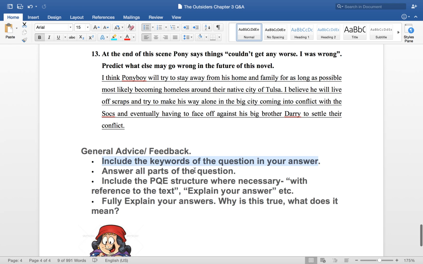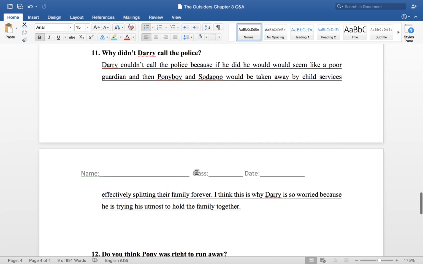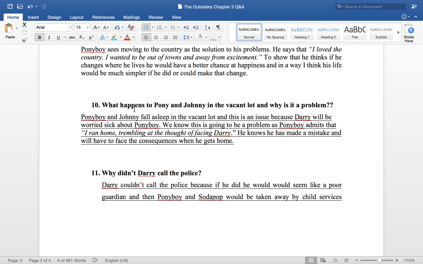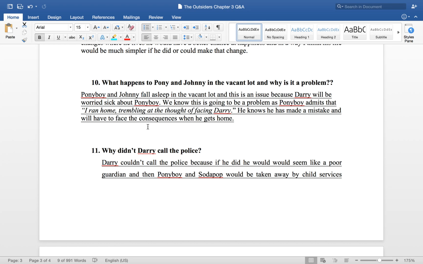Next up, answer all parts of the question. Okay, so I'd have to pick a question with multiple parts. I don't think there are too many here. Oh yeah, what happens to Pony and Johnny in the vacant lot, and why is it a problem? So they fall asleep in the vacant lot, and this is an issue because Darry will be worried sick about Ponyboy, and then I go on to further explain that. So there's 2 different aspects of this question. If I just say what happens to Pony and Johnny in the vacant lot, I've missed out half the question, which means I've missed out on half the marks. So it's important to answer all parts of the question.